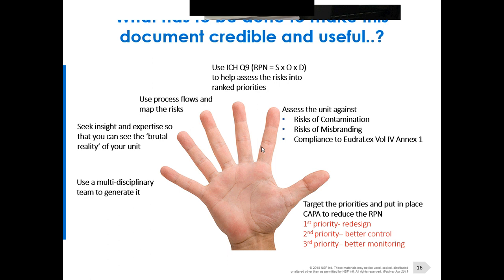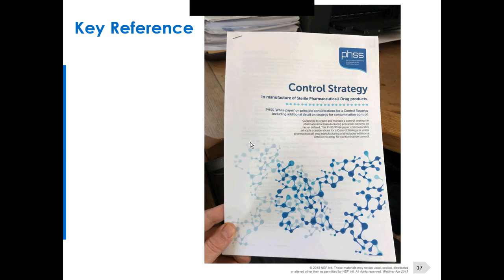A key reference I'll draw your attention to here as well is the PHS control strategy in the manufacture of sterile pharmaceutical and drug products. And there's some good information here about how to generate a control strategy and provide some detail as well on specifically managing contamination risks within your facility. And that's a very good starting point for your review, I would say.